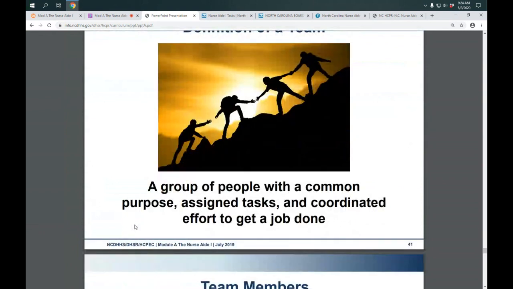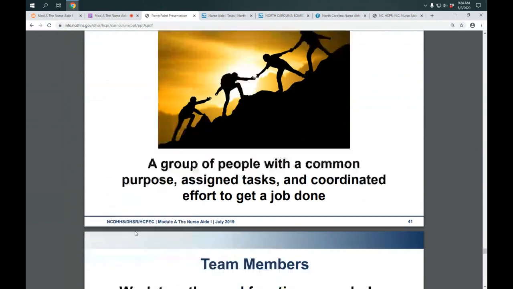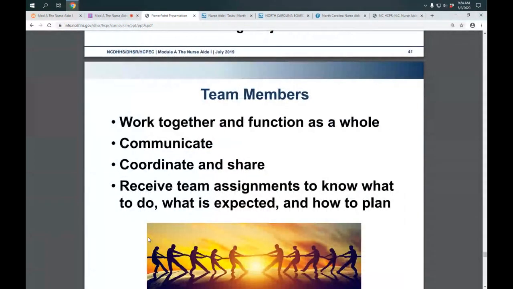Now, I'm going to talk just a minute about what a team is and being a team player. It's a group of people with a common purpose. They have assigned tasks. They coordinate effort to get the job done. That's what a team is. Team members work together, all their little different parts functioning to make a whole. They communicate with each other. They coordinate work activities, share responsibility. They receive assignments to ensure that each team member knows what to do. You are a member of the team. As a nurse aide 1, you are a member of the team.